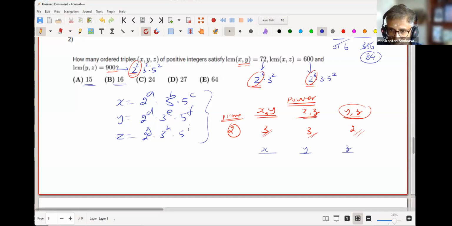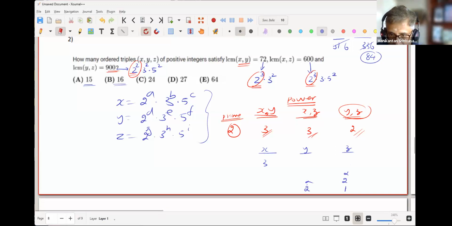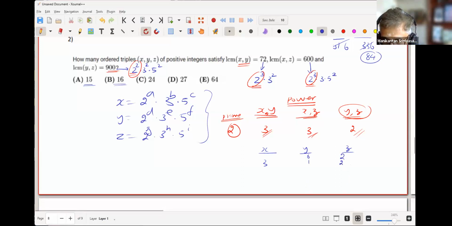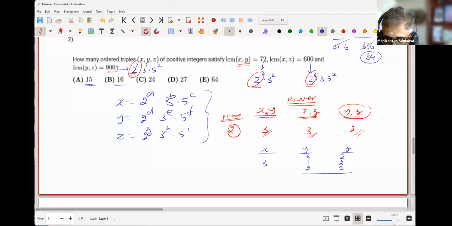Now, with this restriction, I know that X has to be 3. That's fixed, right? But between Y and Z, one of them has to be 2 for sure. So it can be 0 and 2, or 1 and 2, or 2 and 2. Let's finish the Y series first: 0, 2, 1, 2, 2, 2. If this is 1, then this has to be 2. And if this is 0, this has to be 2. You understood what I'm saying, right? In fact, let's write out all the combinations: 0, 2, 1, 2, 2, 2, or the reverse.